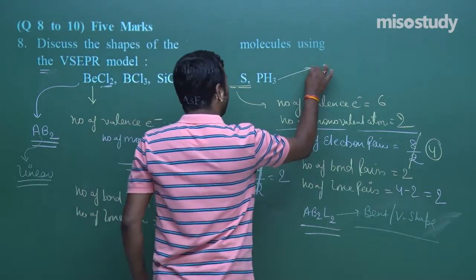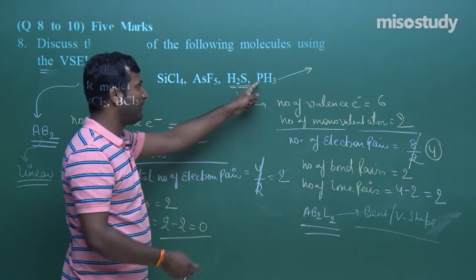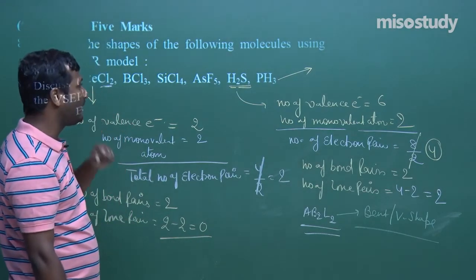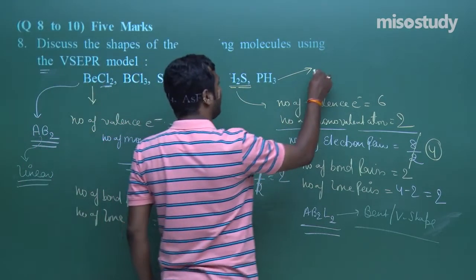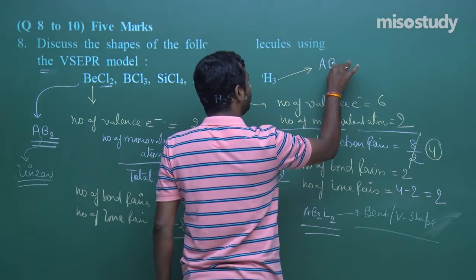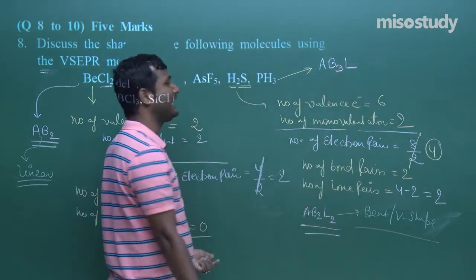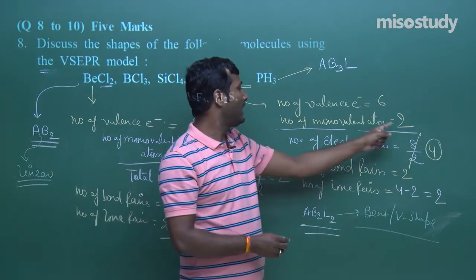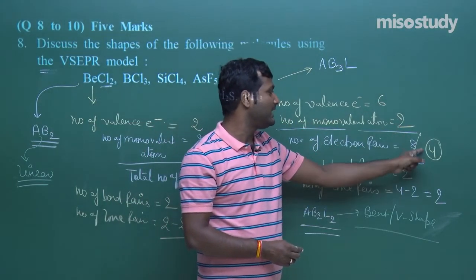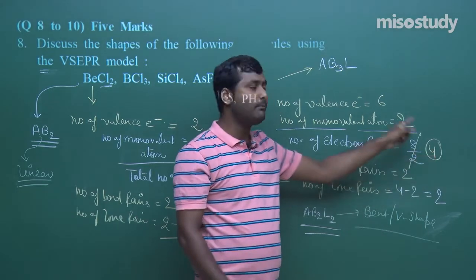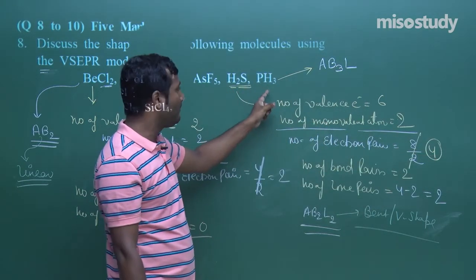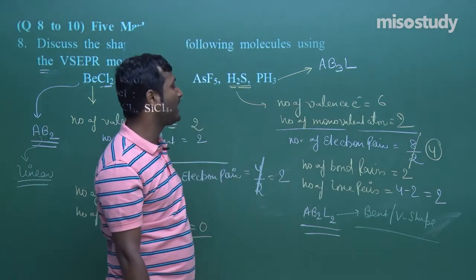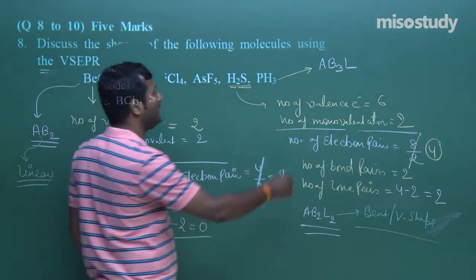Similarly, in this case you can write 5 plus 3, 8, that is 4. In this case, bond pair 3 and lone pair 1. So the formula is AB3L. Directly what I am telling: number of valence electrons 5 and monovalent atoms 3. 5 plus 3, 8. 8 by 2, 4. Total number of electron pairs is 4. Number of bond pairs 3, AB3, and lone pair 4 minus 3, that is 1.